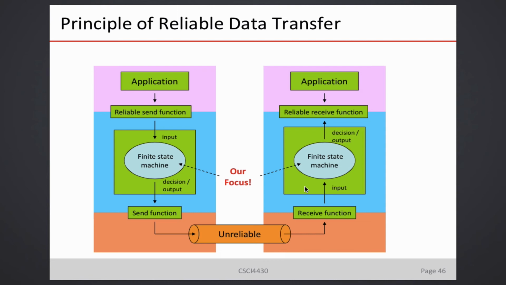This is a very, very simplified scenario. In the real scenario, the same application sits on the underlying transport layer protocol. You can be a sender and a receiver at the same time, because through a socket you can call the read system call and the write system call. So the two finite state machines will be integrated on one side. This is already a simplified scenario.